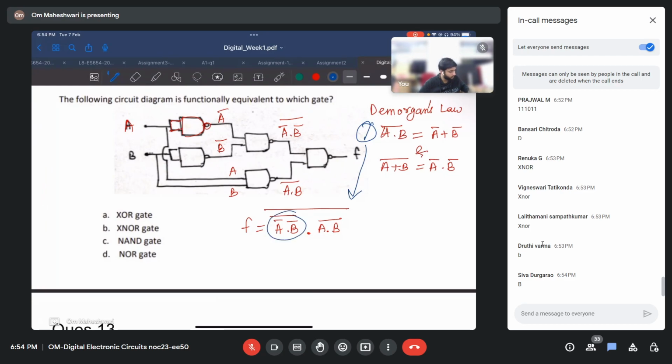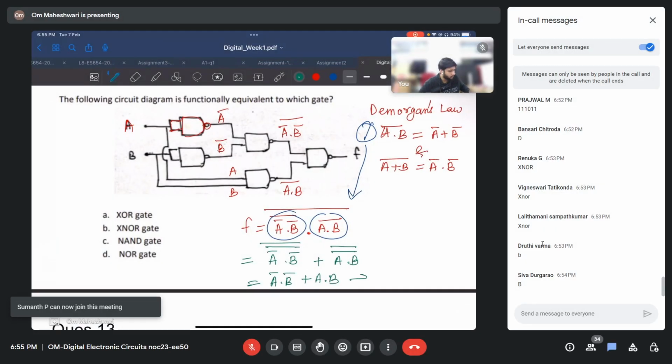So this is A for us and this is B. We will get A dot B bar plus A dot B whole bar bar bar bar. Now these 2 will negate and we will get A bar dot B bar plus A dot B, which is XNOR. Any doubts in this?